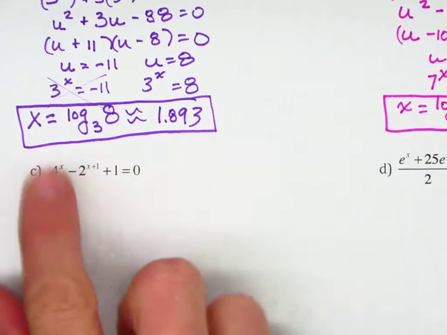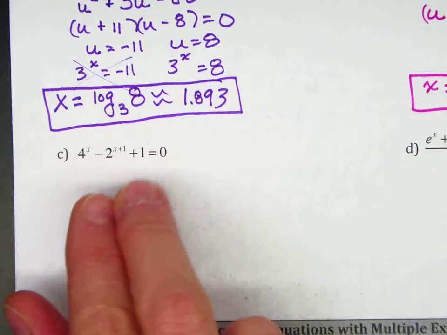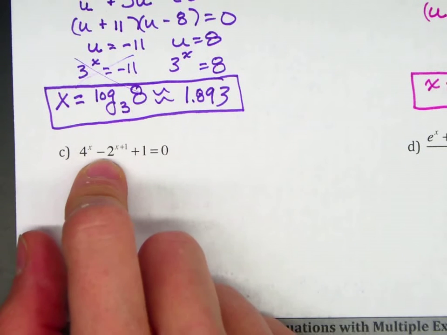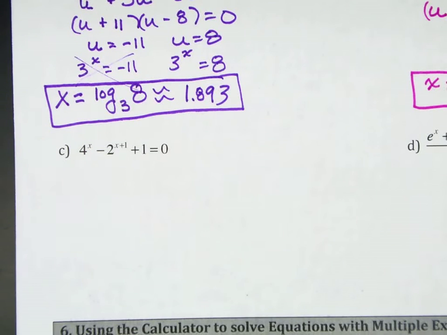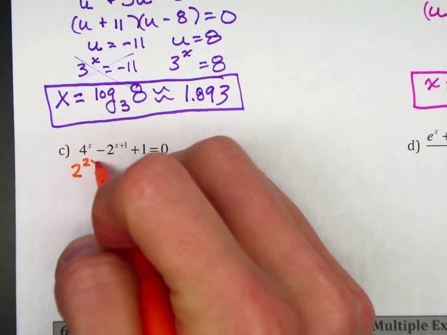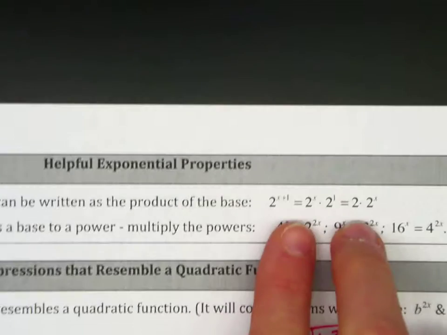So for the next one, we're going to use two different strategies for rewriting this. The issue I have here is I have this 4 and I have this 2 to the x plus 1. Now the 4, you guys already know what to do. How are we going to change that? 2 squared. So this is really 2 to the 2x, okay? But this guy here, we're going to use the other thing up here.